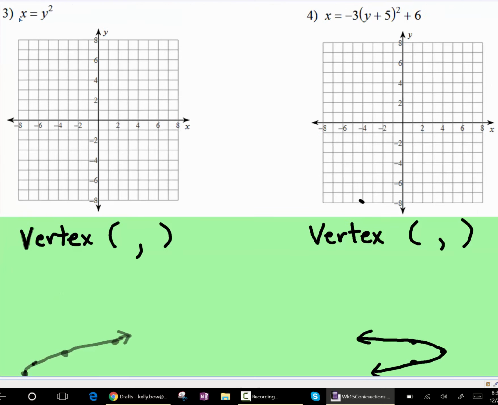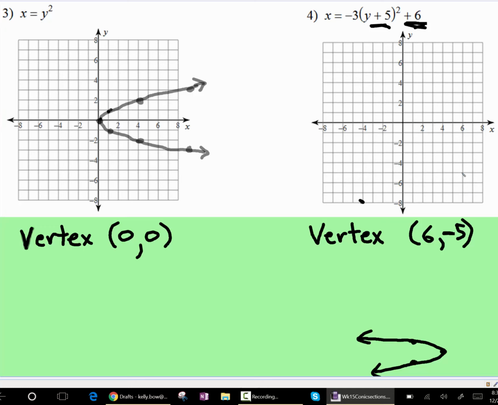Okay, and then the sideways ones, x is equal to y squared. This just ends up being a 90-degree rotation of y is equal to x squared. Its vertex is still at 0, 0. For the vertex of this one, what's the opposite of positive 6? So remember, now the y value is inside the parentheses. So when you say the opposite of 5, that's going to be the y value. And then you look on the outside, 6. So we're going to go positive 6, down 5.